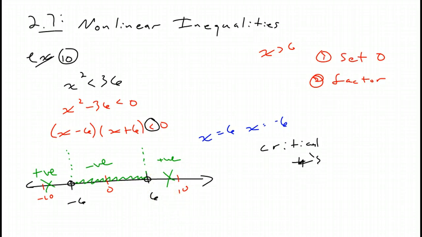So then for your solution interval, you write everything from negative 6 to 6. It's kind of similar to your domain. We have everything from negative 6 to 6. They're both open, so they're both open in my interval set.